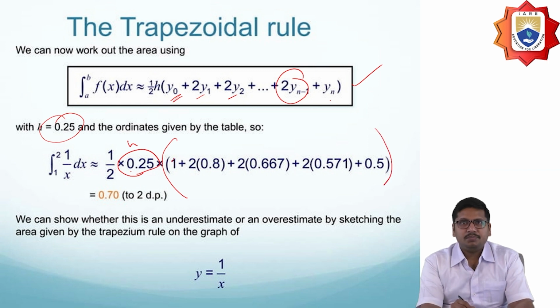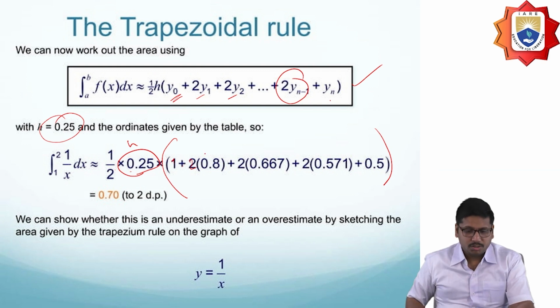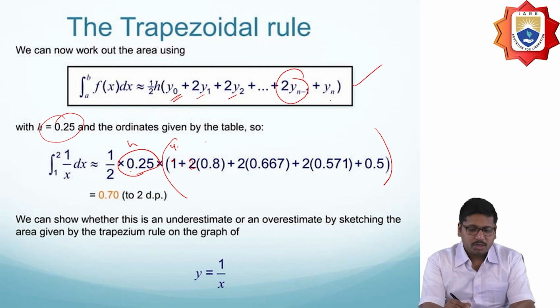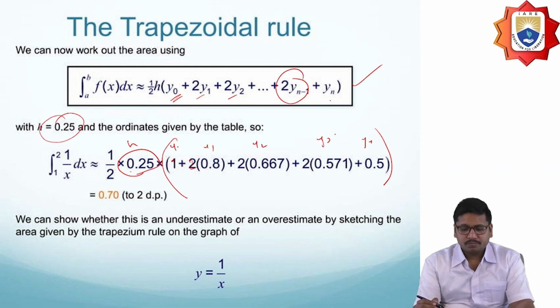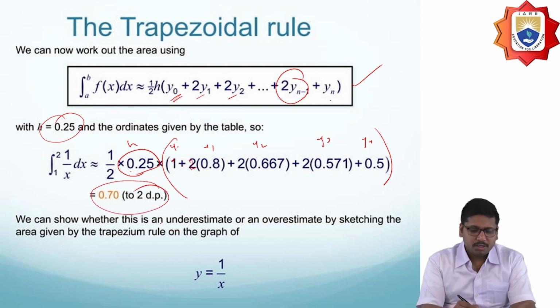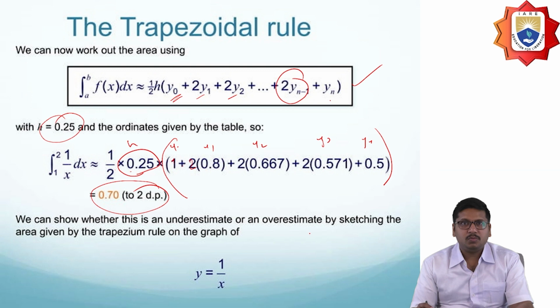So with the values of y, this should be the y0 value, which is 1, then 2y1, 2y2, 2y3 and then y4. And then I'm going to get this value, which should be approximately equal to 2.